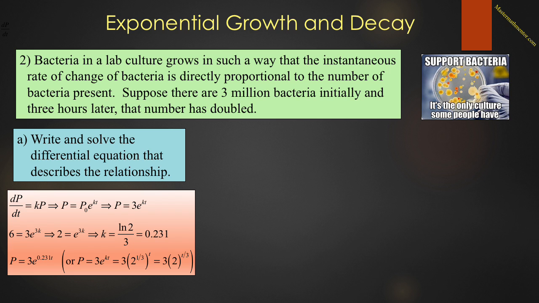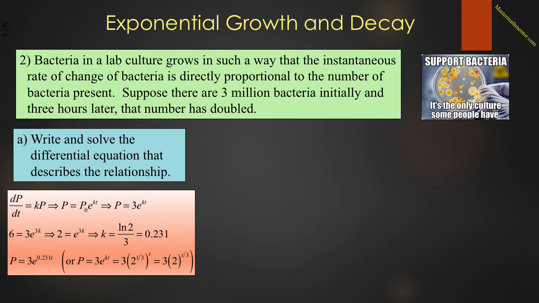We are first asked to write and then solve the differential equation that describes the relationship. We have the magic words in the problem. The instantaneous rate of change of bacteria is directly proportional to the number of bacteria present. So that gives a differential equation dP/dt equals kP. And we know that that is P equals P0 e to the kt. The calculus is in that step. From there, we can say that P is equal to 3e to the kt, as P0 is equal to 3.